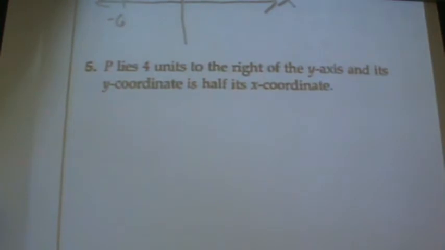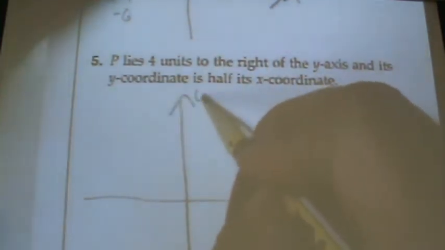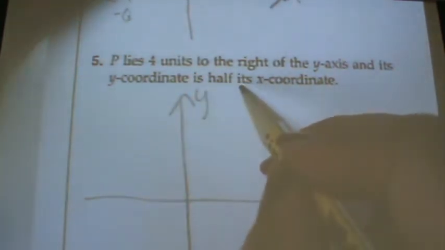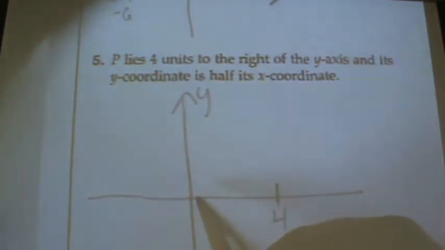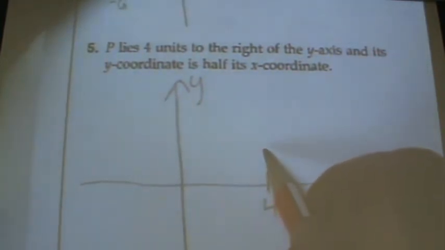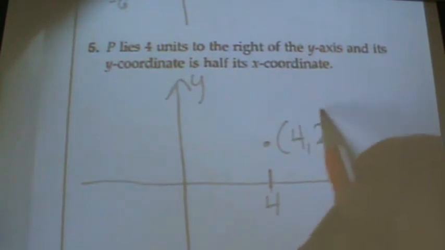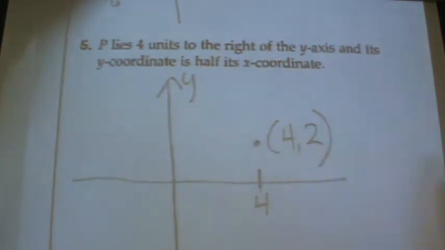Question number 5. It says P lies 4 units to the right of the y-axis. So here's your y-axis. So you've got to go 4 units this way. And its y-coordinate is half of its x-coordinate. So it's 4 units this way, but the y value is half of that x value. So your point would be 4, 2. So this point is 4 units to the right, and the y is half of the x, 4, 2.